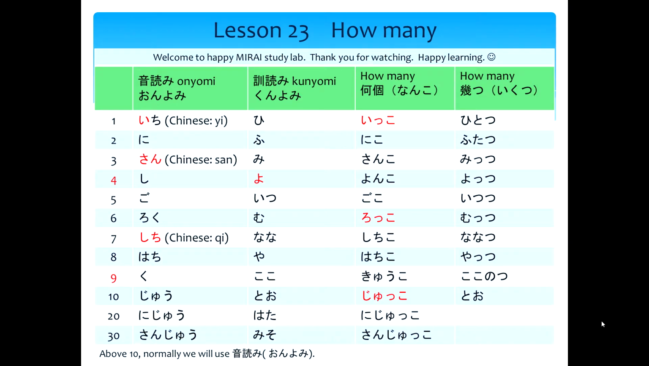So basically, the onyomi is the pronunciation which is created based on Chinese pronunciation, and the kunyomi is the original Japanese pronunciation created by Japanese people themselves. All right, let's review in case some of you may not know the hiragana very well yet, or maybe you haven't learned how to count 1 to 10 yet. First, let's look at the numbers on the left. I only introduced the basic ones, 1 to 10 first, because after that, it's actually quite easy.